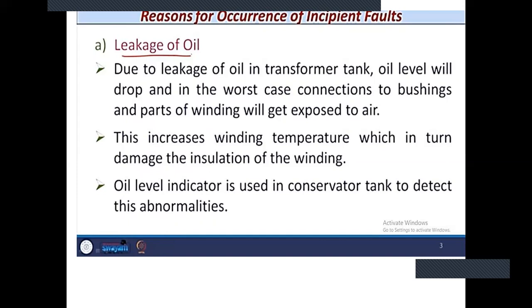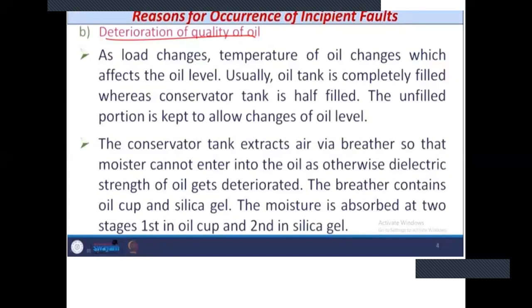So how do we detect this leakage of oil? To detect leakage of oil, an oil level indicator is used in the conservator tank of the transformer, and this type of abnormality can be easily detected. The second reason is the deterioration of the quality of oil.